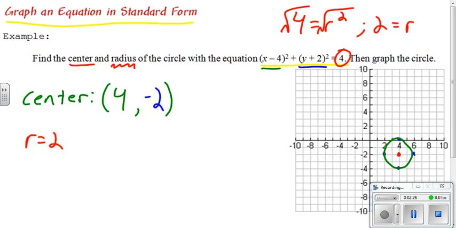So it's a pretty quick, easy way to graph a circle: finding the center, finding the radius, and just connecting the points. Remember, it's easiest just to go from your center, go left the radius amount, go right the radius amount, go up the radius amount, and go down the radius amount. Find those points and just draw a circle around them.